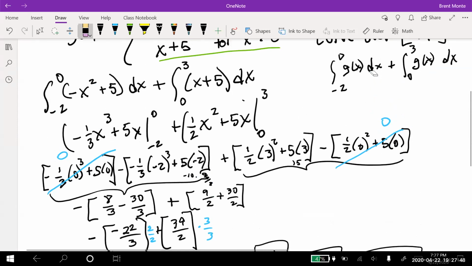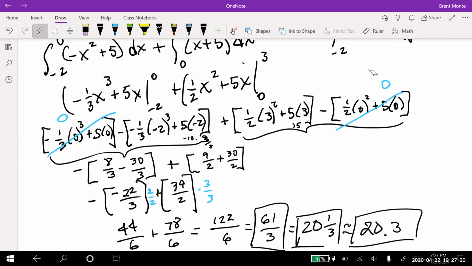Let's see. So that was in the book. That was problem 4. And they got a different answer than we did. That's not good. Son of a gun. Let's see if we can pick it up real quickly.